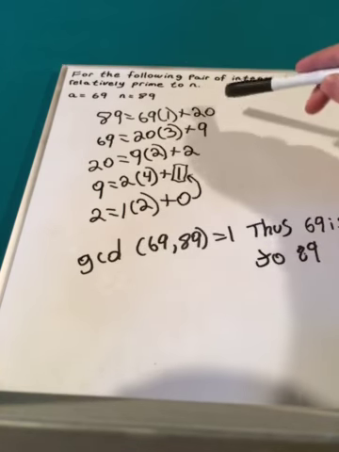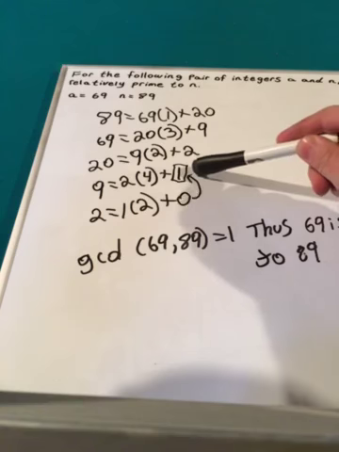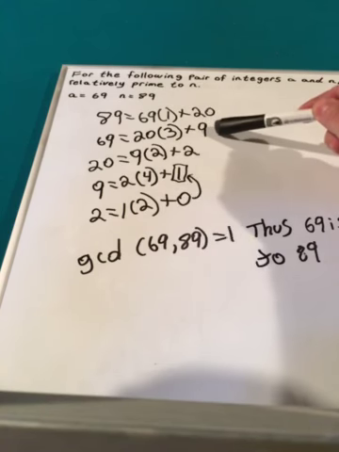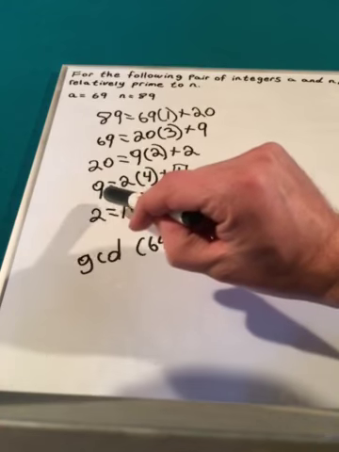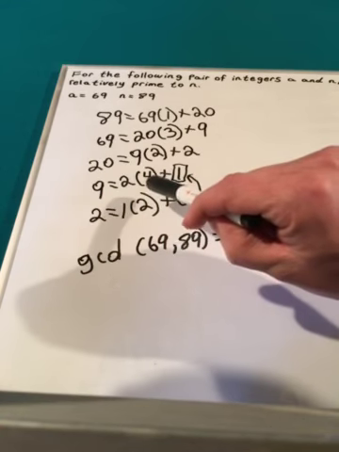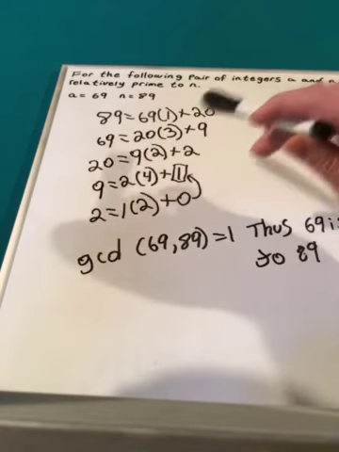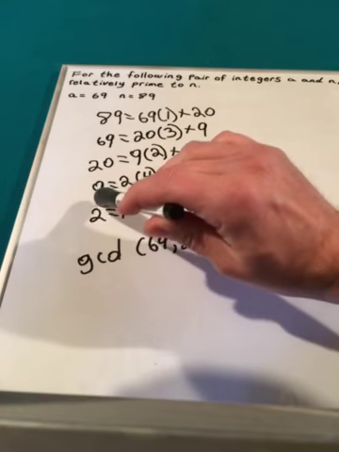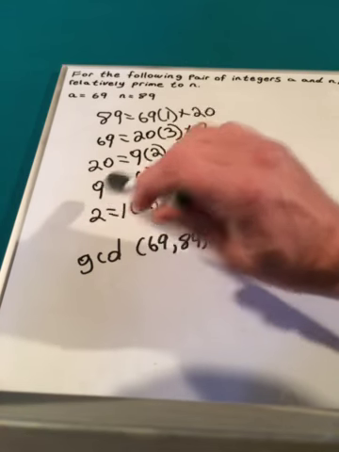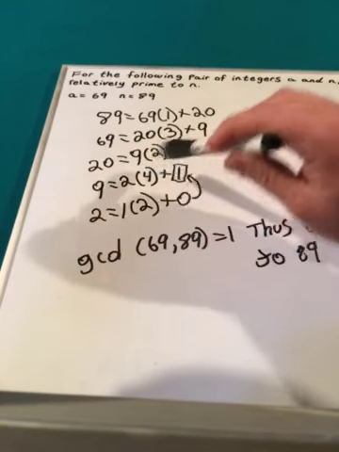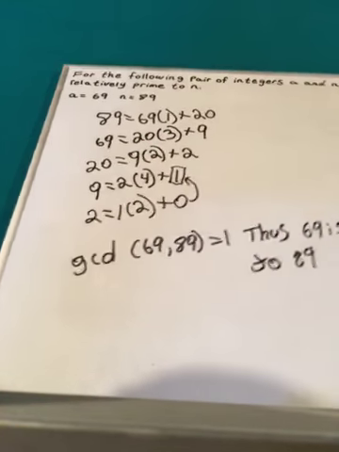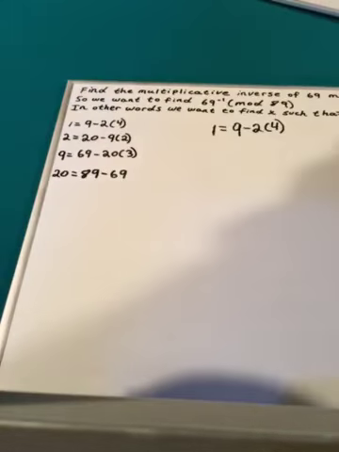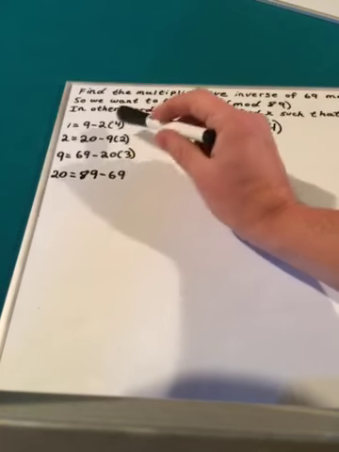So our last remainder was 1. Before that was 2, before that was 9, and before that was 20. So we can solve for 1 as 9 minus 2 times 4, leaving everything factored. We don't want to have 9 minus 8. We want 9 minus 2 times 4. We want 2 equals 20 minus 9 times 2, right? And here I have all the remainders solved for.